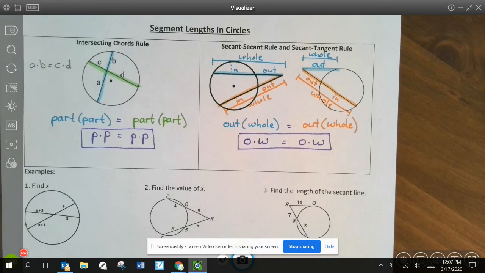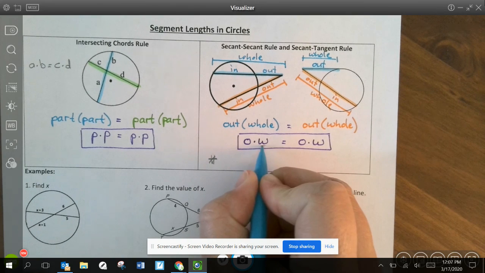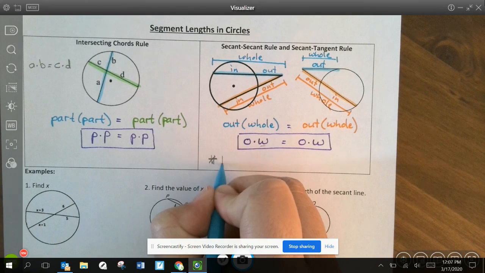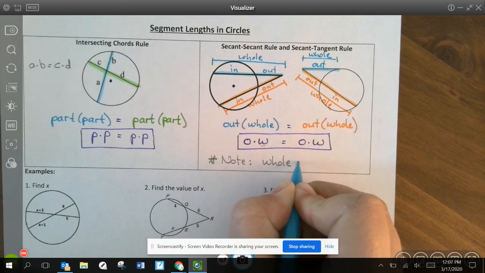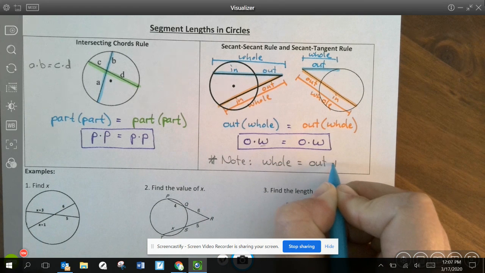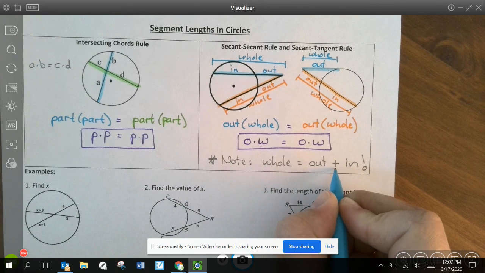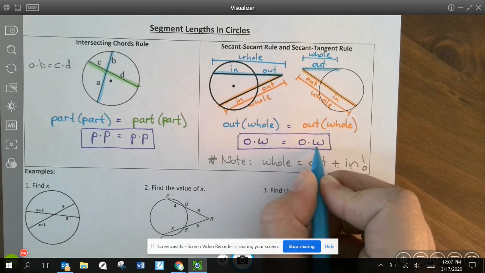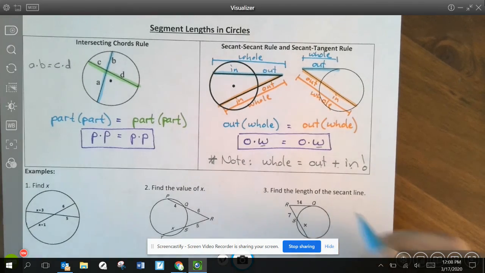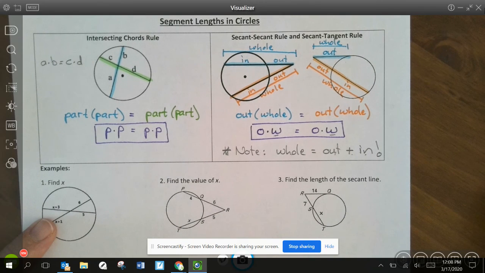Now, just a little something here that you need to know. In order to get the whole, write that down here, the whole is equal to outside plus the inside. This is very, very important, okay? We're not multiplying the outside and the inside. We're adding the outside and the inside in order to get these whole pieces that we need right there. On the next slide, you'll be watching a video example, and then you'll be trying a couple of problems on your own.